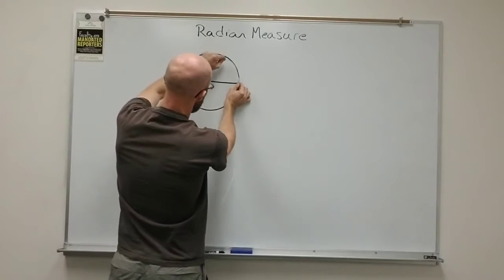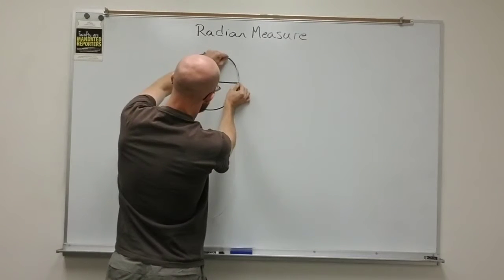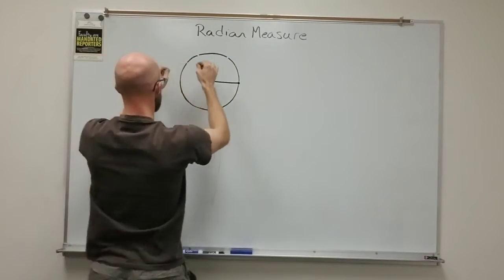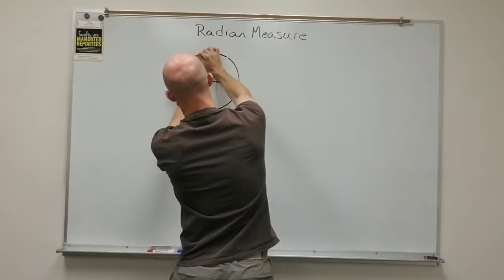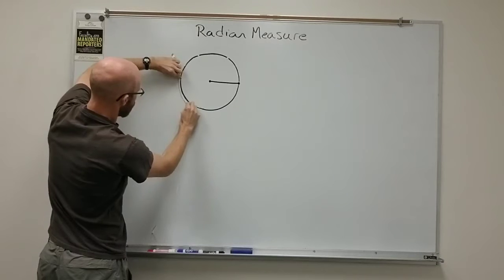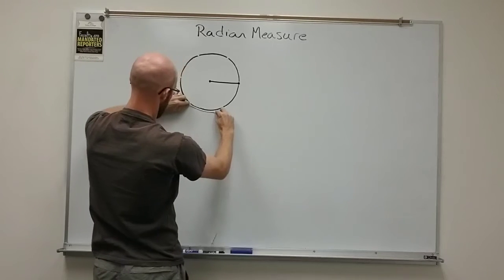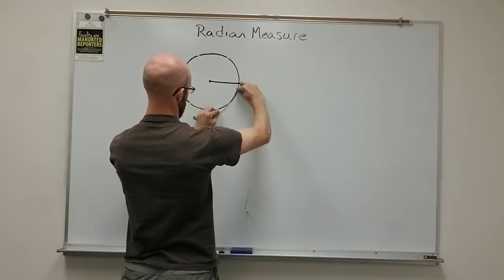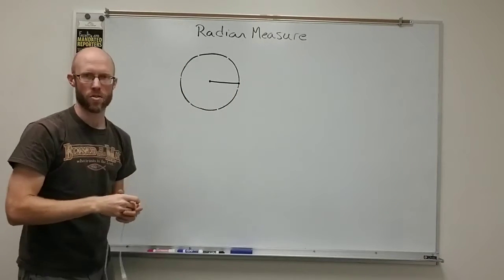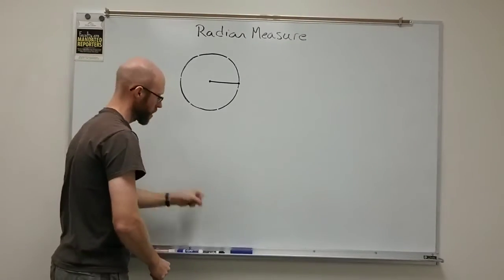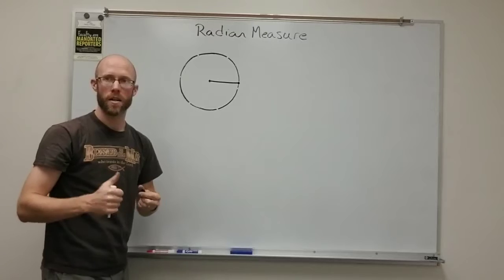And what you'll see, if I start there, that's 1, and then 2, 3, 4, 5, 6, and then a little extra. So there's actually six radii along the outside of this circle.